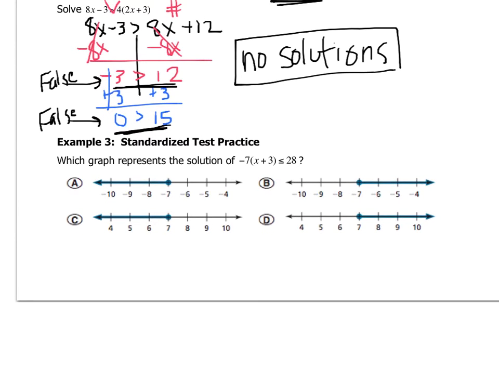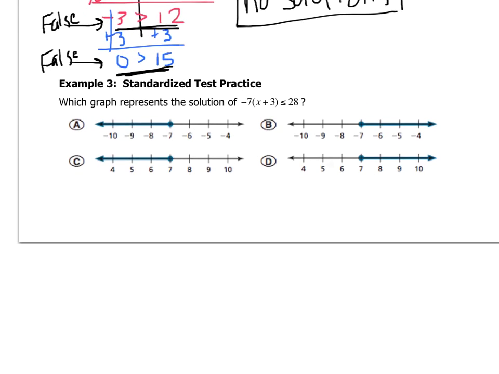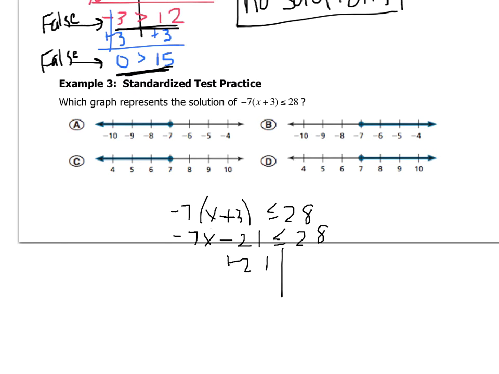Okay, let's try example 3. First, we have to distribute. So I'm going to write it down below and distribute the -7. Now I'm multiplying by a negative, but I'm multiplying it on the same side, so it's not going to have any impact really on my symbol change yet. -21, 28. Drop a line, add 21 to both sides. -7x is less than or equal to 49.